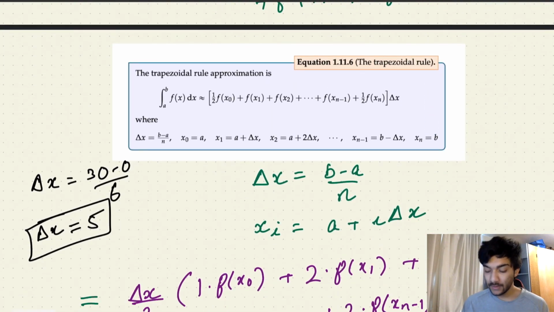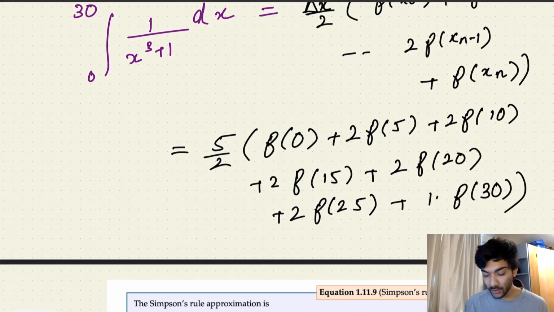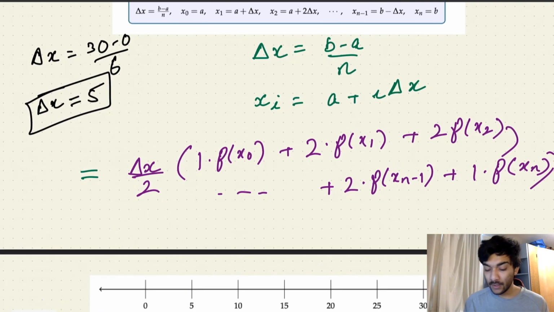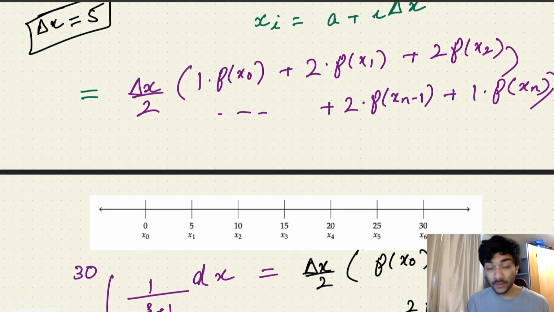For both of these, trapezoidal and Simpson's rule approximation, you basically have to identify the pattern that we use in these formulas in order to calculate those approximations. So that's it for this video.